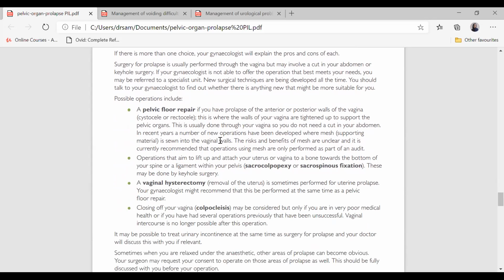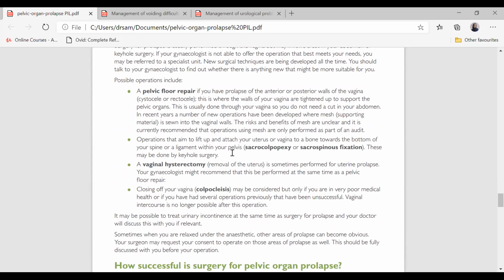Now you talk about the vaginal hysterectomy and pelvic floor repair, and you talk about sacrospinous fixation. You didn't say it because she's sexually active, right? That's why you don't want to talk about it. Yeah.